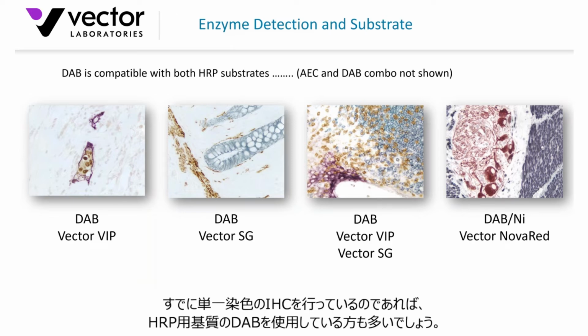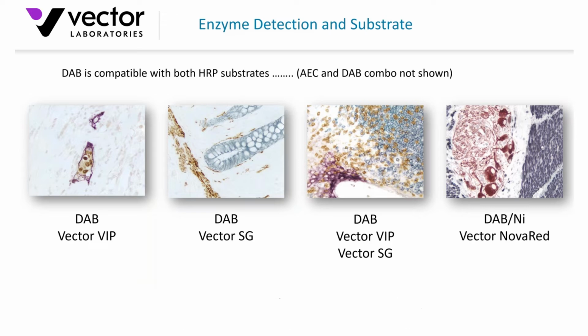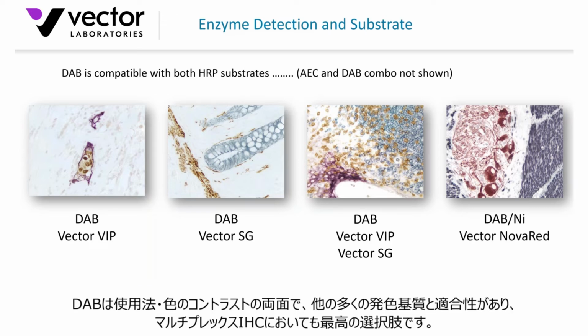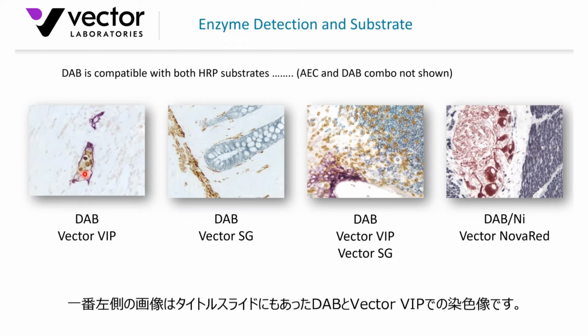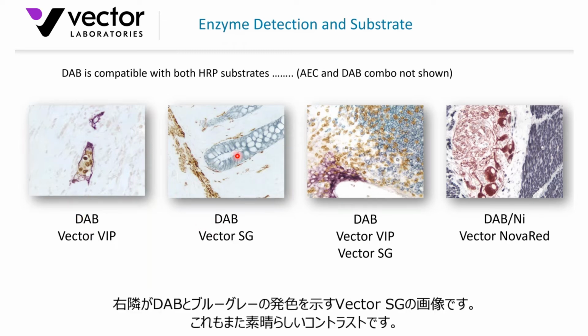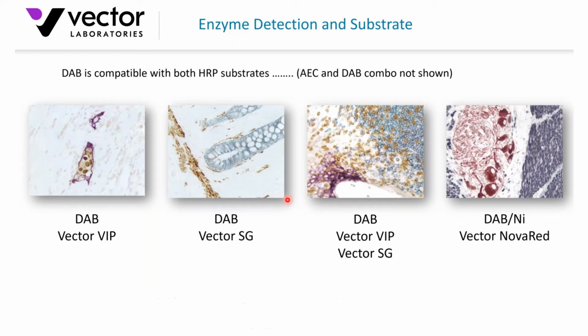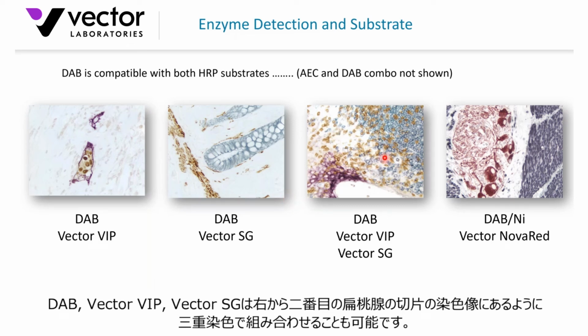More than likely, if you do have a single label already in place, you're probably using DAB, or diaminobenzidine, and a peroxidase-based methodology. That's great because DAB goes with pretty much everything. When I say goes with, it's compatible both in terms of its use and its color contrast with many of the other peroxidase-based substrates. This is the image from the title slide, DAB, Vector VIP, DAB, Vector SG. This is the smoky bluish gray color. Again, you can see a nice color demarcation there. Or indeed, you can put all 3 together on the one tissue section and get triple labeling.